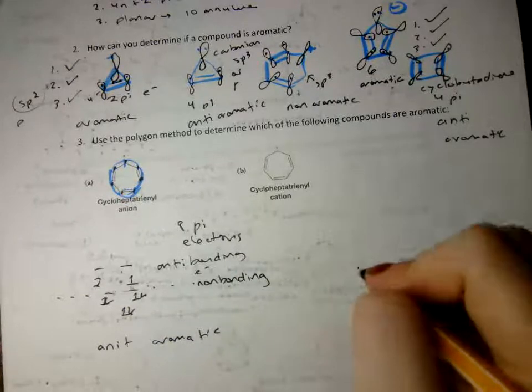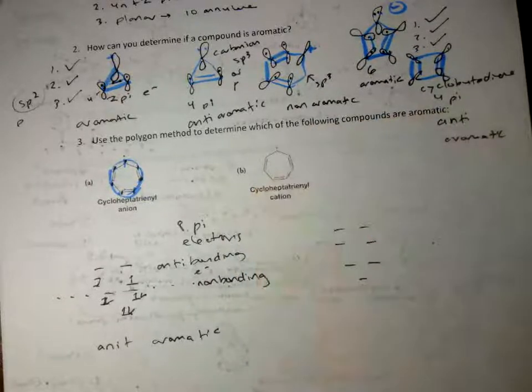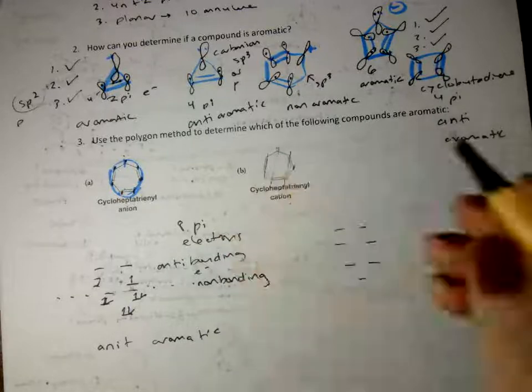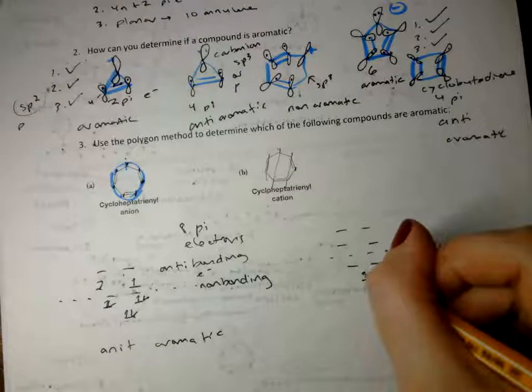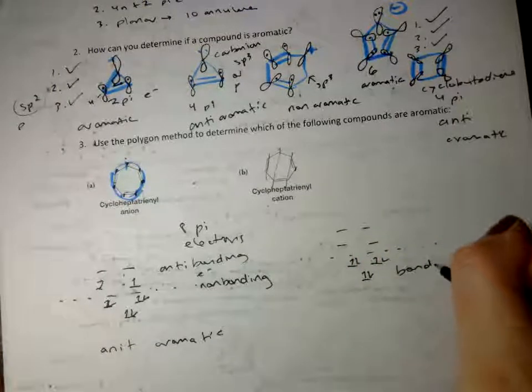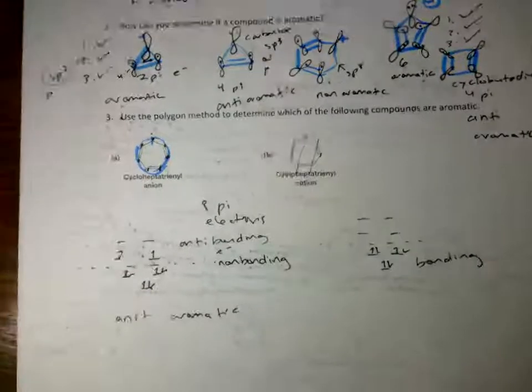But the cycloheptatrienyl cation, it has the same structure. It's the same circle, so you know it has the same 7 points total. But it only has 6 pi electrons. So 1, 2, 3, 4, 5, 6, and these are all in bonding, so they're going to be stabilized. So this is aromatic.